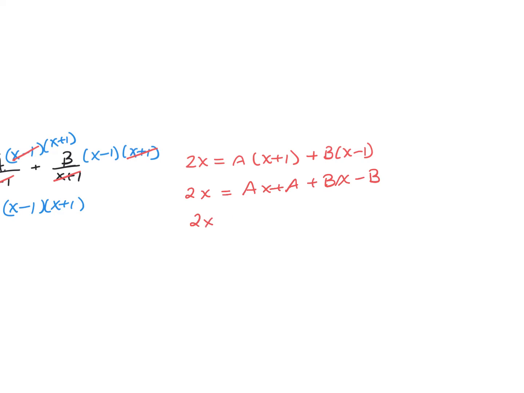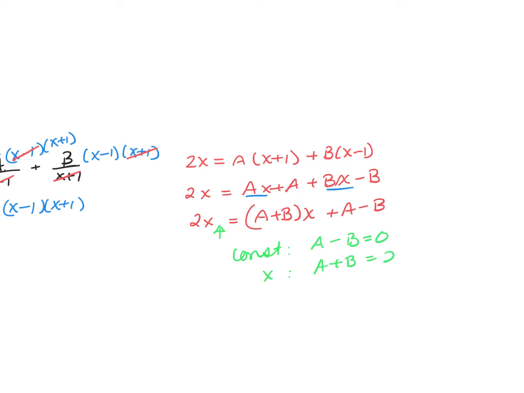I'm going to reorder this so that I have my x's together and factor out the x's, so that any term that has the x, so I have a plus b, would be multiplied by the x. And that comes from this ax and this bx. I'm going to get my constants together, so I have plus a minus b. Now you can see that there is no constant on the left, so if we start with our constants, we have a minus b is equal to 0. And we also have, with the x term, a plus b is equal to 2.